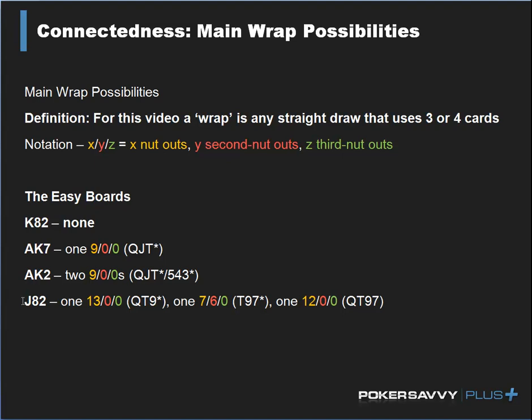Then we've got the final group. This is the first category where we have some real wraps. I mean, the 9-out wraps are effectively as strong as an open-ender. The equities are obviously similar. It's just one extra out.